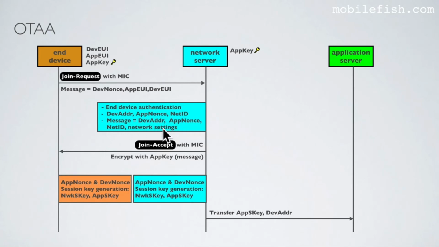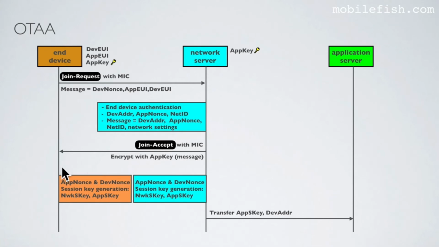Over this message, the message integrity code is generated by the app key. The message itself is encrypted with the app key. The network server sends a join accept response back to the end device containing the encrypted message and the message integrity code.